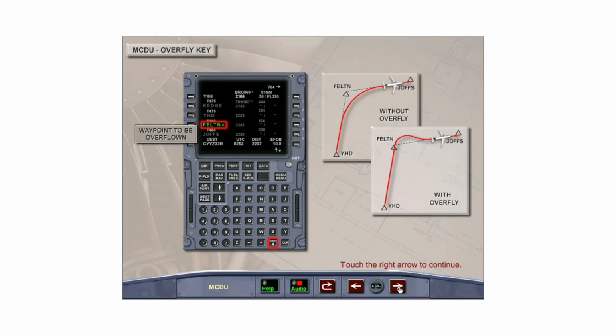The Overfly key is used to allow the aircraft to overfly a selected waypoint. Normally, the aircraft does not fly directly over a waypoint to avoid overshooting the next leg, especially when a large track change is required. If required to overfly a waypoint, the Overfly key is pressed once to display an overfly triangle in the scratch pad. Then the line select key adjacent to the waypoint to be overflown is pressed to insert the triangle at the selected waypoint.